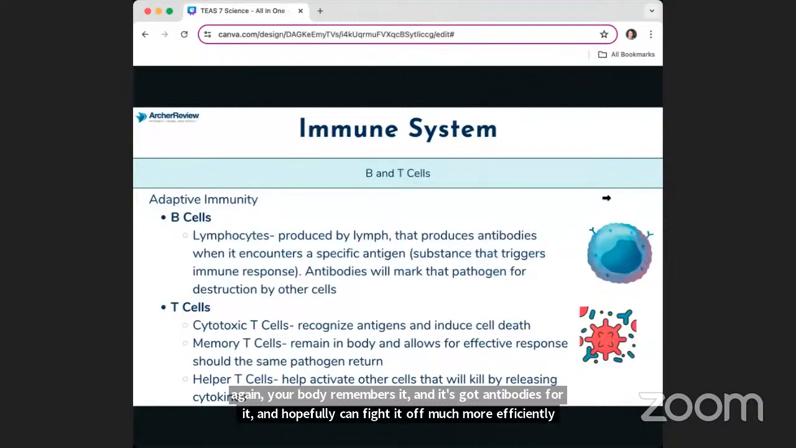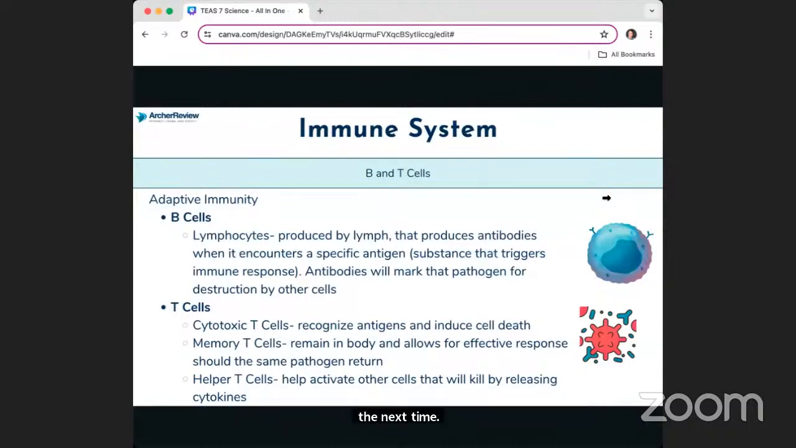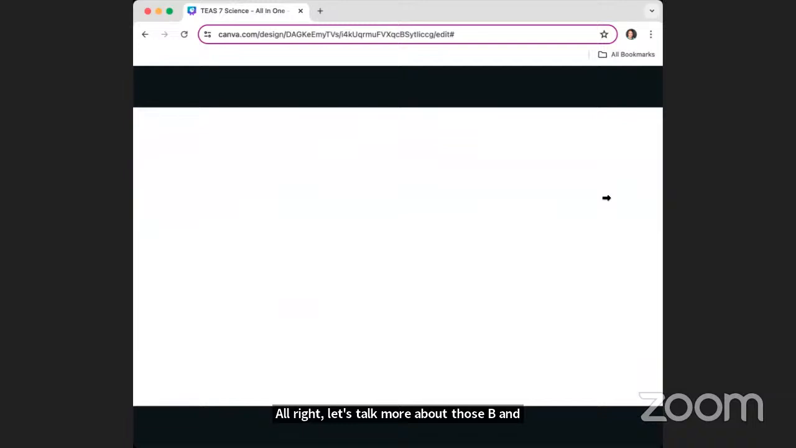Oops, clicked two. All right, let's talk more about those B and T cells, a part of that adaptive immunity. Hold on, I just want to make sure I didn't click one too many slides.